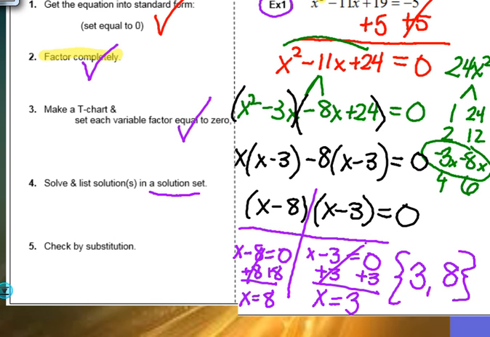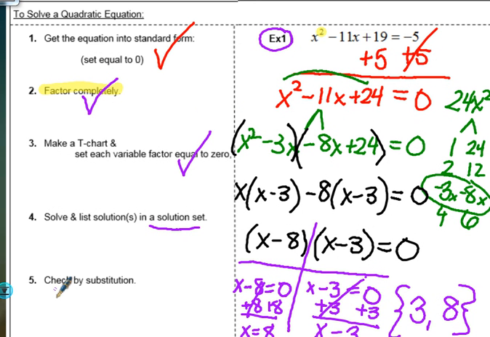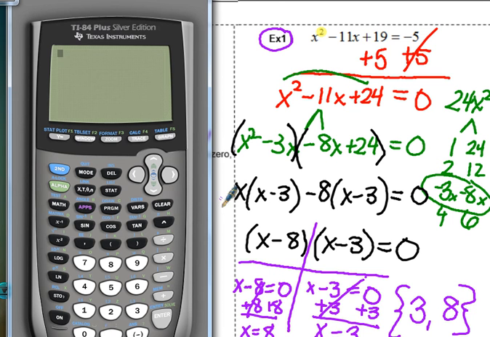I'm now going to check to make sure that 8 is a solution and 3 is a solution. So check by substitution, which means I'm going to take this here and see if I plug in 3 where I see x, will I really get this expression equal to negative 5? So let's test this out. I'm going to make sure I always plug in my number in parentheses. So 3 for my x squared.